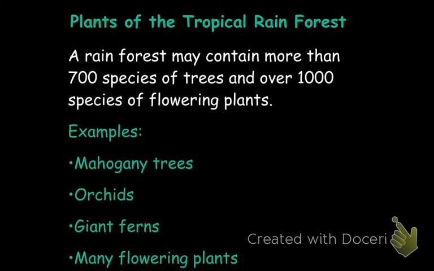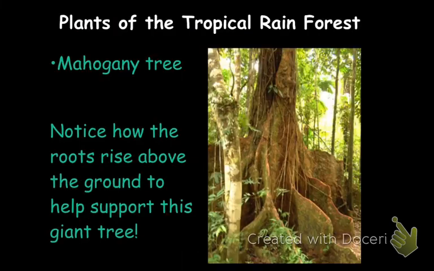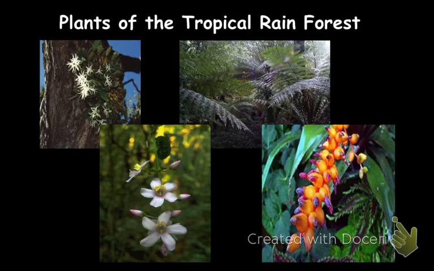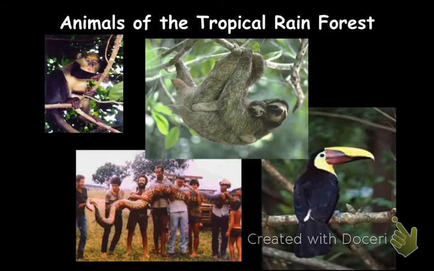I can't give you examples of even a little bit of them, but there's something called the mahogany tree, which is an extremely tall tree. And if you look at the roots here, you can see that they actually have to go up above ground just to help support the tree. Tons of different plants that we've never even seen before. They're going to have plants and animals that are hard to even imagine.